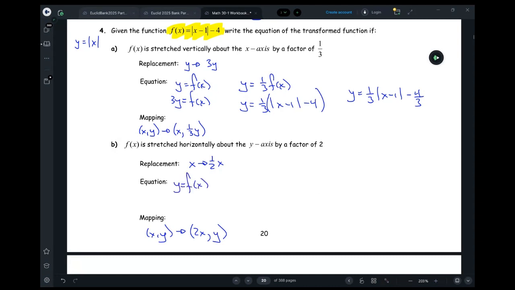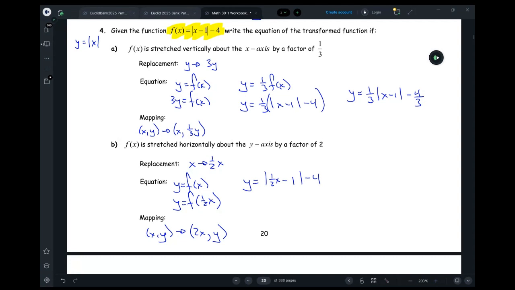So here's my original function. Now all of a sudden it's going to be 1/2 x. And so remember, this is how you do this. Here's my function, y equals the absolute value of x minus 1, minus 4. I am going to take that x right there and I'm going to replace it with 1/2 x. Now, that's actually fine. There's nothing really wrong with that.